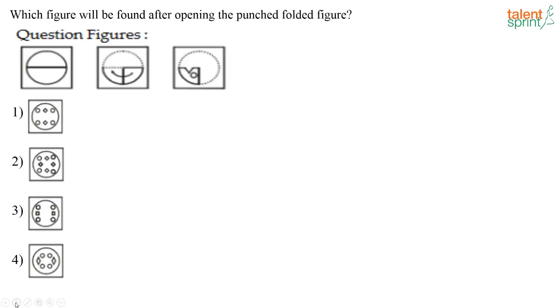Next one. Which figure will be found after opening the punched folded figure? What's the answer for this one? Whenever you have questions on paper folding, do it step by step so that you don't go wrong. So what is happening here? Now there is a circular shaped paper which is folded like this. So when you open one fold, how will the image look? There is a cut that is made here and a circle that is there here in the earlier case. So when you open it to this side, you will have the same cut here also and the circle here. Then what do you do? After this point, you open this outward. So when you open it outward, you get a full circle.